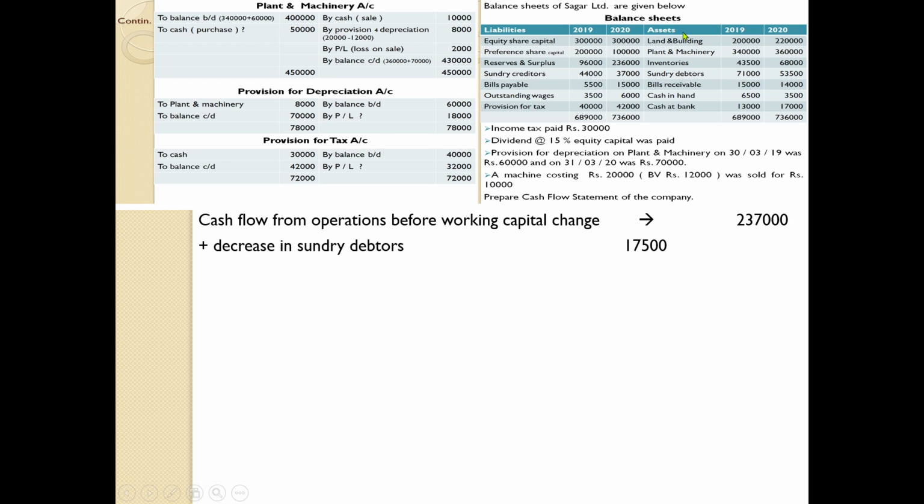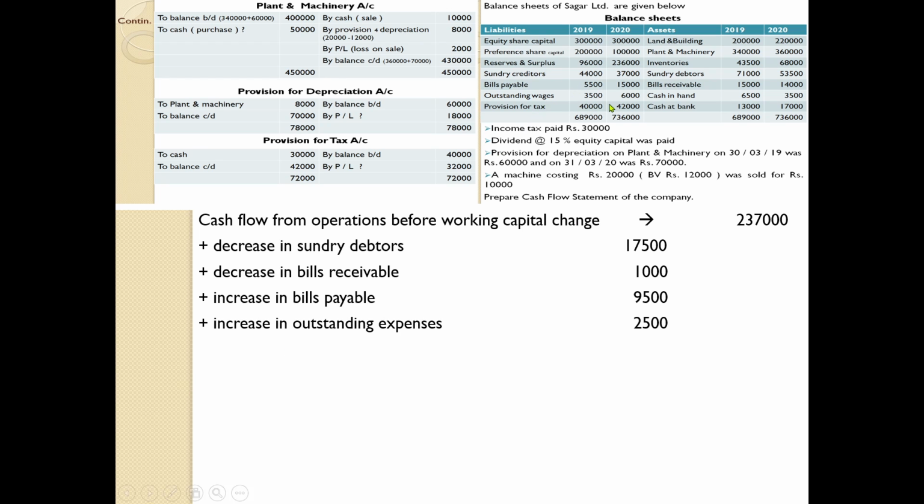See, in the current items, we add back all the decreases in current assets. Sundry debtors, there is a decrease, and the decrease amount is shown here, 17,500. Next one, decrease in bills receivable, again a difference of 1,000 rupees. And increase in bills payable, we add back all those current liabilities which have an increasing trend. See, bills payable, there is an increase of 9,500. And the next one, outstanding wages also increased, so the difference amount is shown.